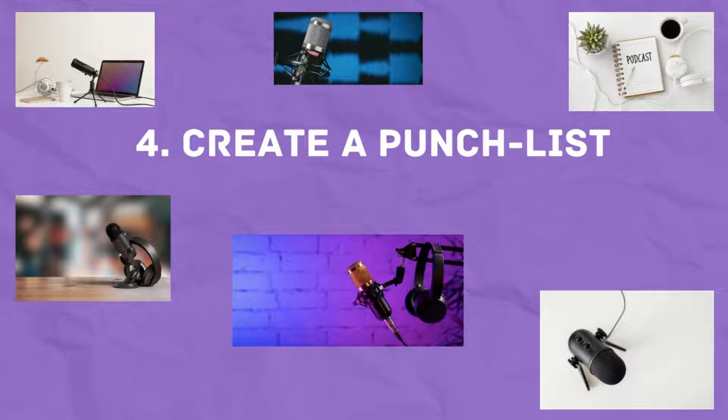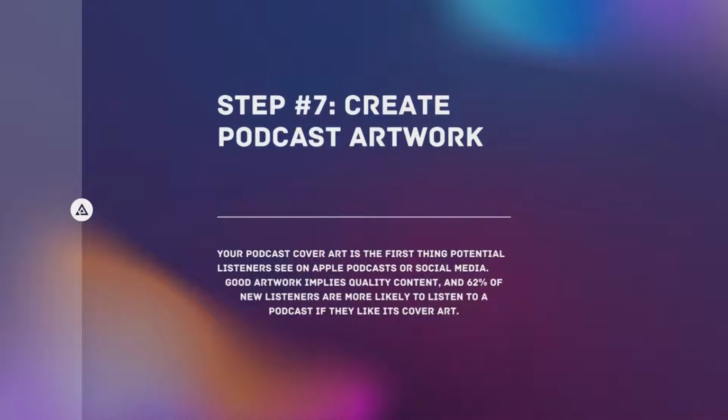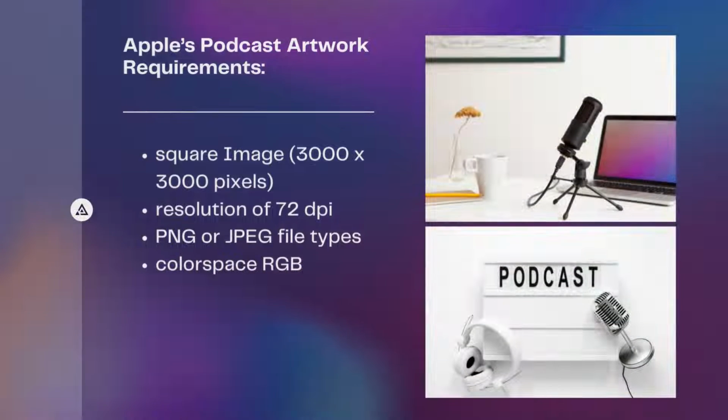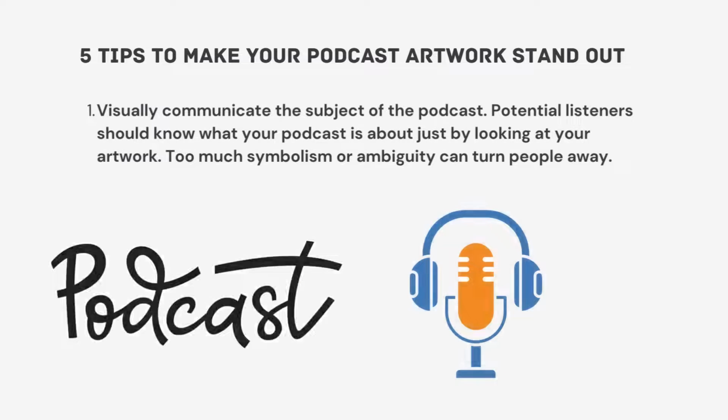Your podcast artwork should follow these technical specifications based on Apple's podcast artwork requirements. Square image, 3000 x 3000 pixels. Resolution of 72 ppi. PNG or JPEG file types. Color space RGB. 5 tips to make your podcast artwork stand out. Follow these 5 tips to make artwork that stands out in podcast directories and attracts new listeners.